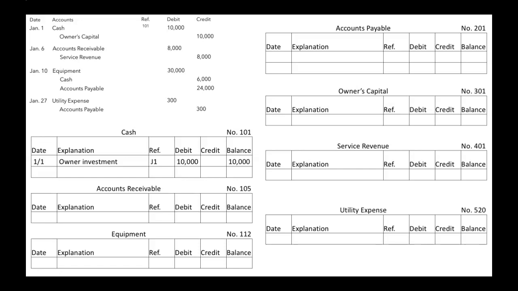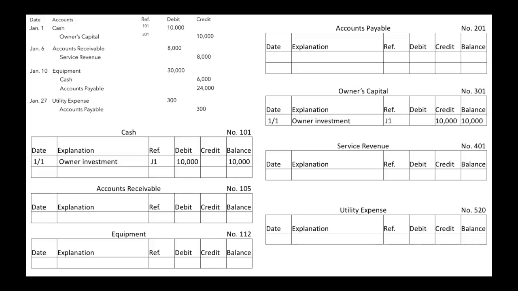Now we can look at owner's capital. Owner's capital on January 1st, owner investment, we credited 10,000, so its balance is now 10,000. And then we put the references in, right? So J1 in the ledger and the account number 301 over in the journal. So we've now posted that first journal entry.